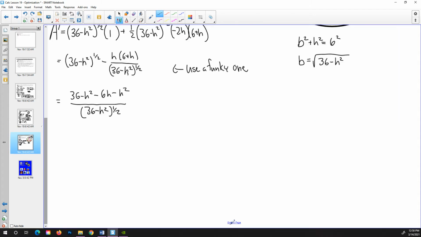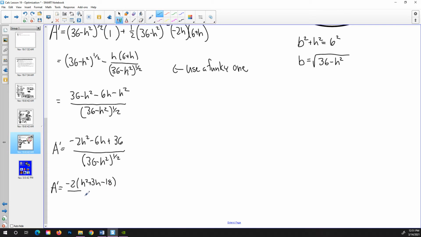All right, so we're still simplifying. We're going to collect some like terms here, and I end up with a prime equaling negative 2h squared minus 6h plus 36 all over 36 minus 2h squared to the 1/2. And I can divide out a negative 2 from each of these terms, so we'll leave it at a prime is equal to negative 2 times h squared plus 3h, and then minus 18 all over 36 minus h squared.